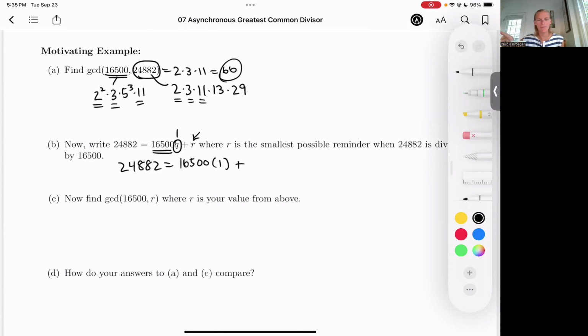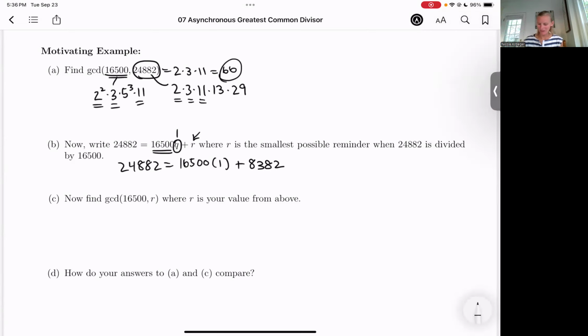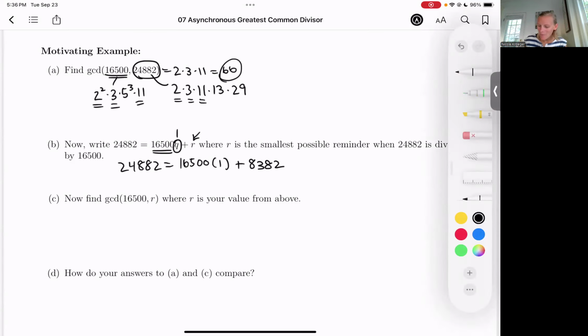And then I have to figure out what the remainder is. Well, now I can just do 24,882 minus 16,500 times 1. And that gives me a remainder of 8,382. Okay, this is going to be the first step in the Euclidean algorithm. And now what I want us to do is look at the GCD of these two numbers.